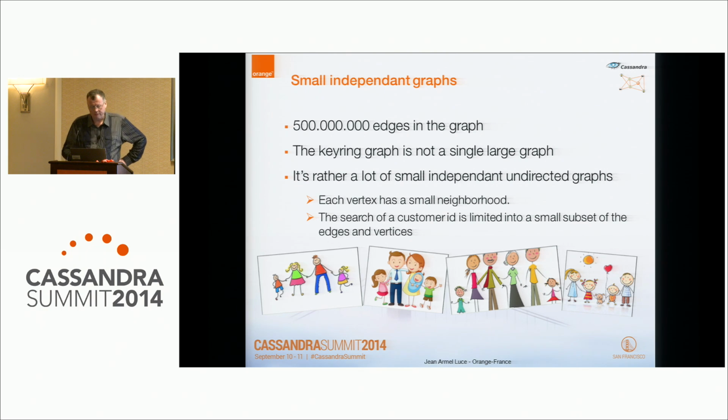And this graph, as you have seen, is not just a single large graph, but rather a lot of small independent graphs where each vertex has very few neighbors. So the search of a customer ID is limited to a small subset of edges and vertices.